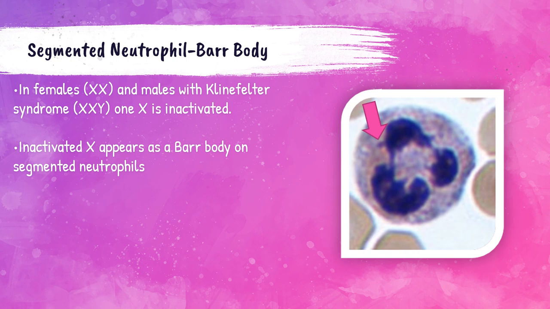So this bar body isn't important really. You don't need to call it in a differential that you saw them or anything like that. It's just something that does appear on neutrophils in genetic female patients.